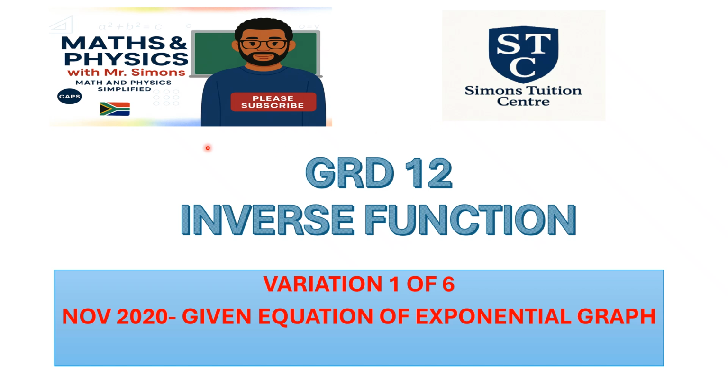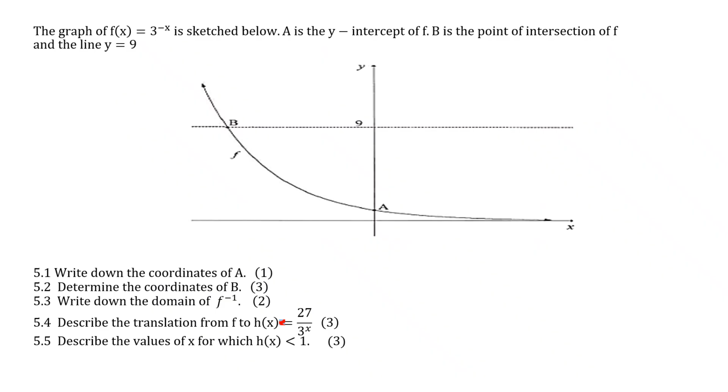Today's lesson on inverse functions, we're looking at the first variation, where we give you the equation of an exponential graph and we test from the equation, can you draw, can you find the inverse, etc. This is from the past paper, November 2020. The graph of f of x equal 3 to the negative x is sketched below.